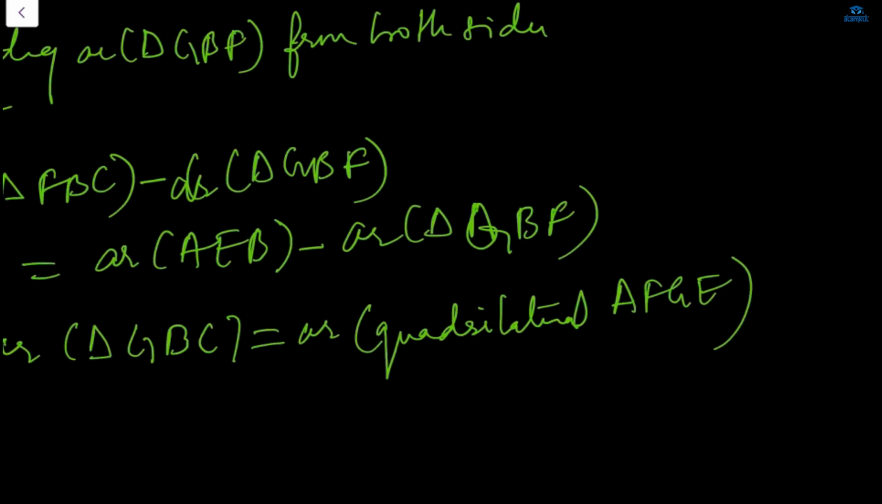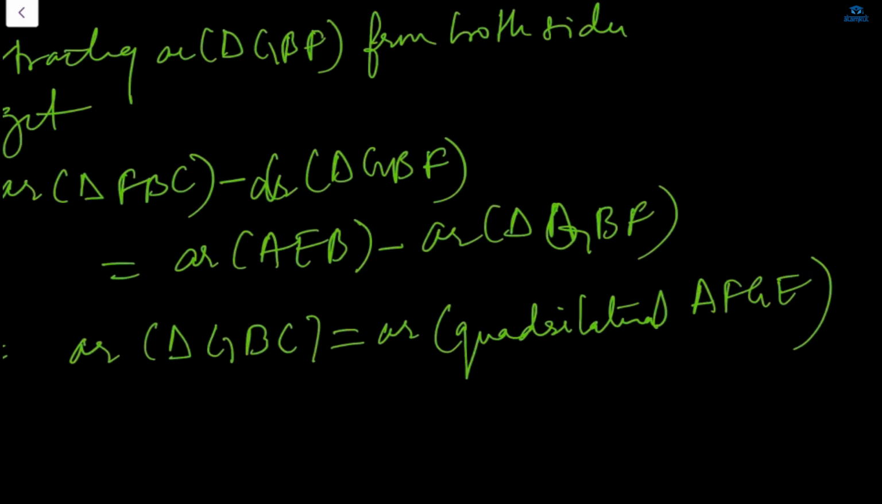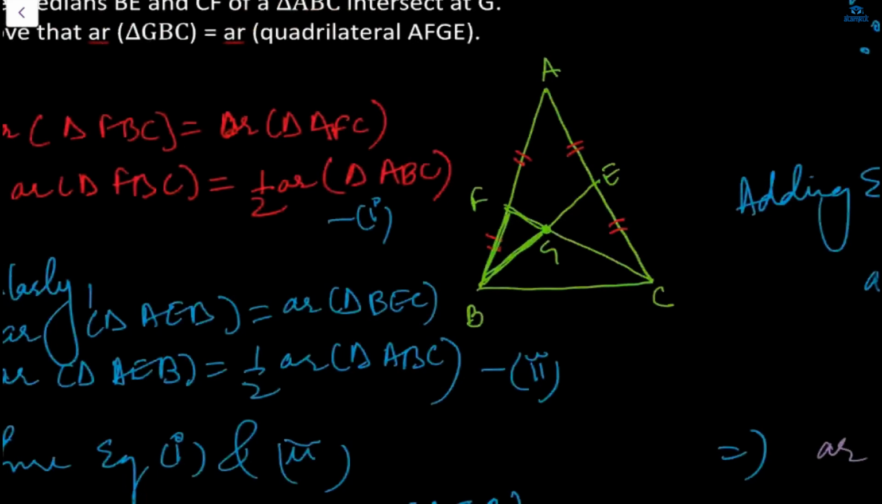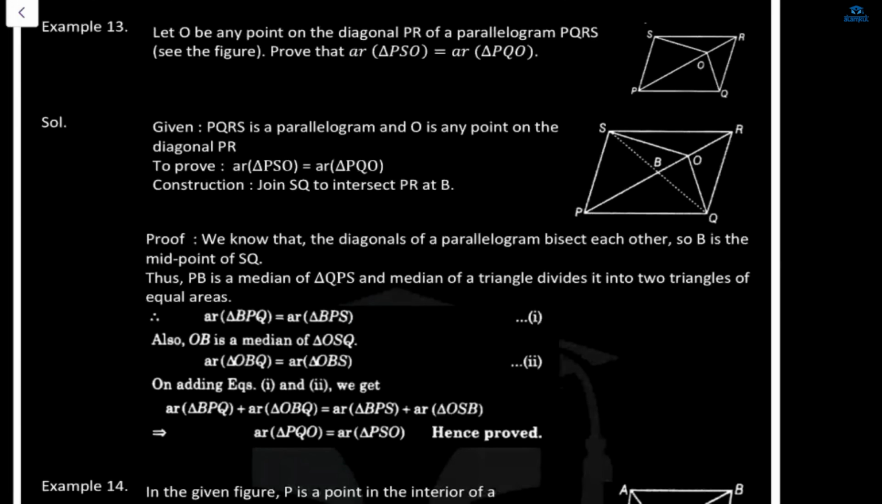Any doubt? So what we actually did is use what was given. We proved that this whole area was equal to this area, because they were half of the triangle. Then we subtracted the small portion from both triangles, so we got the quadrilateral area equal to the area of this triangle GBC. Just quickly see this question so that you can complete your assignments easily.